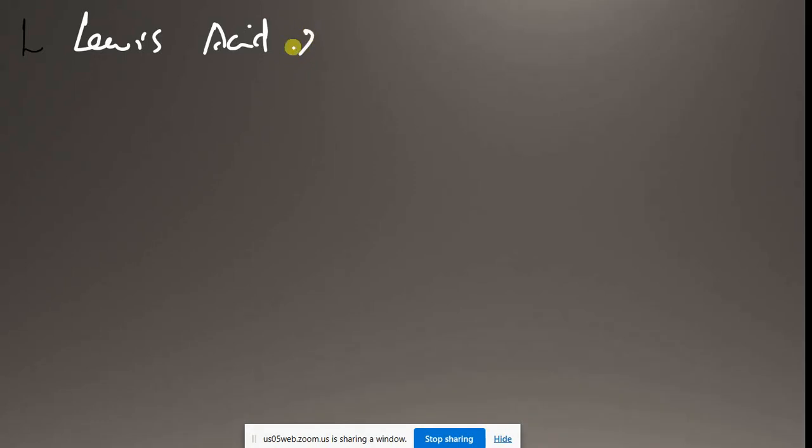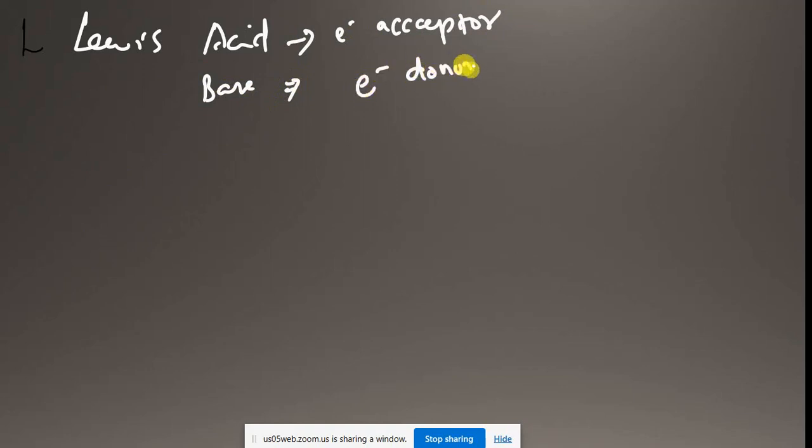Since it is an electron acceptor, right? Then Lewis base in the sense it is an electron donor. Yes, this concept is well known to all.